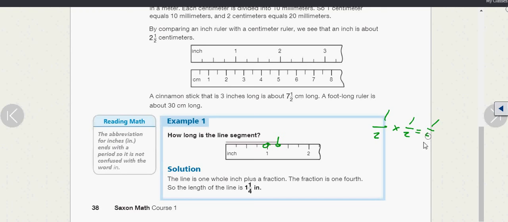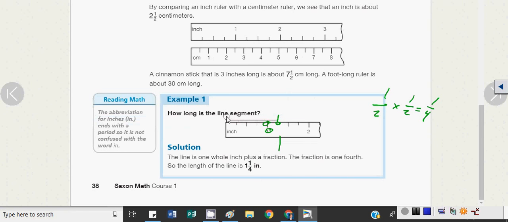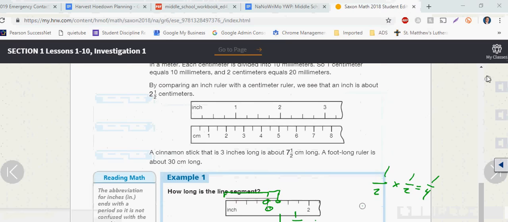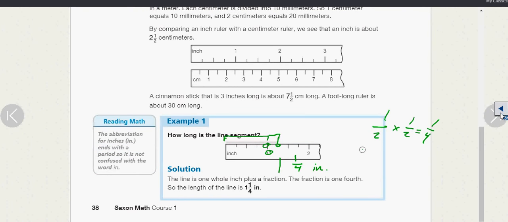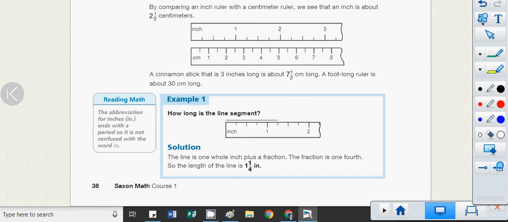So that is one whole inch, right? This part is 1 full inch. And then what do we call this part here? It's a quarter inch. Don't forget your label, or you'll get marked off a half point. 1 1/4 inches. Let's try maybe one more.